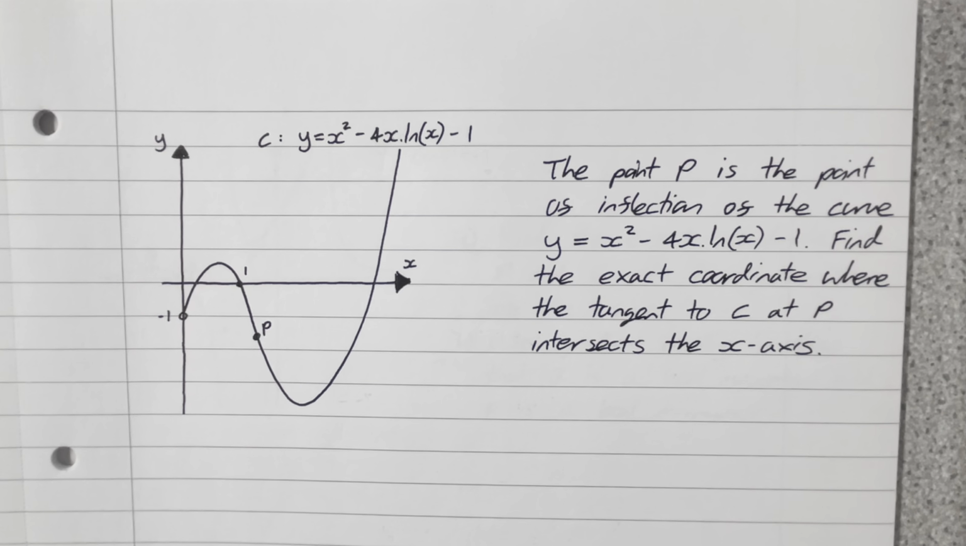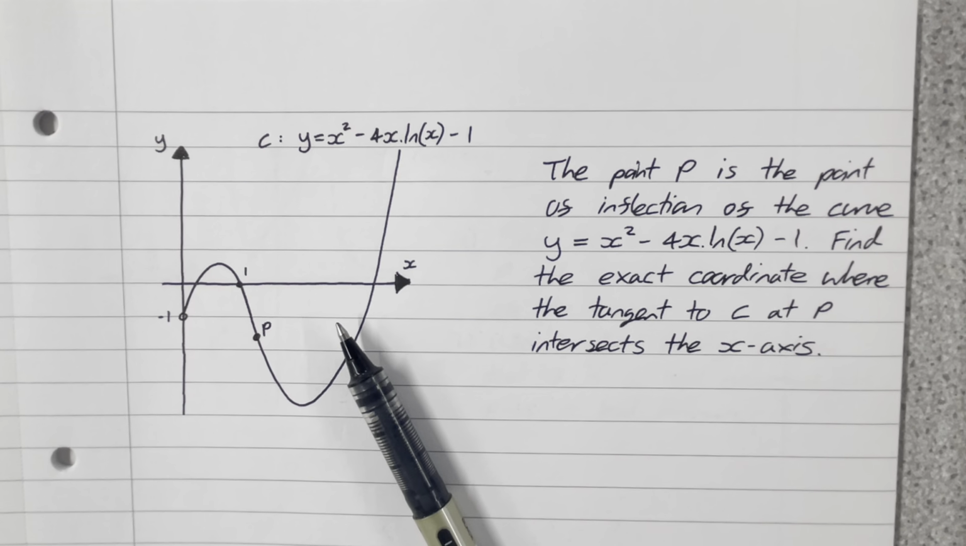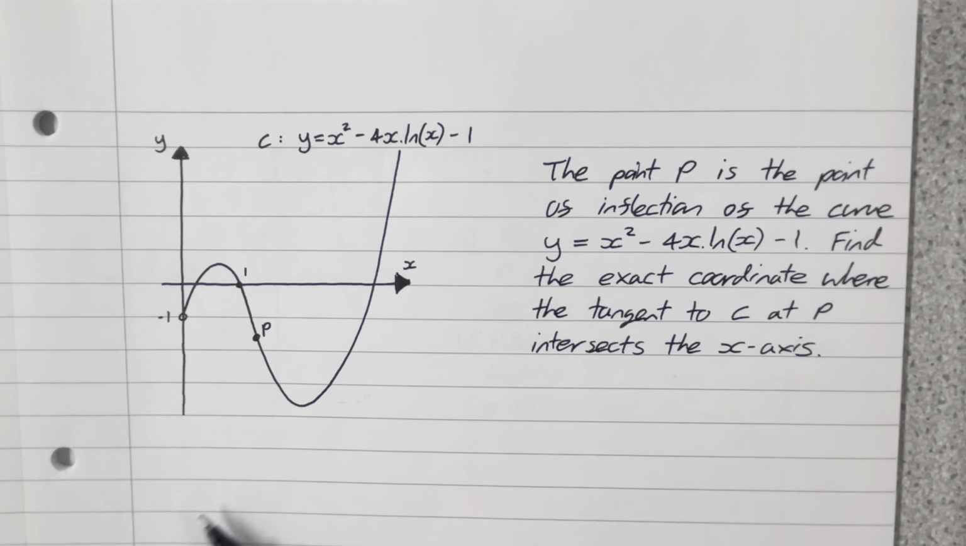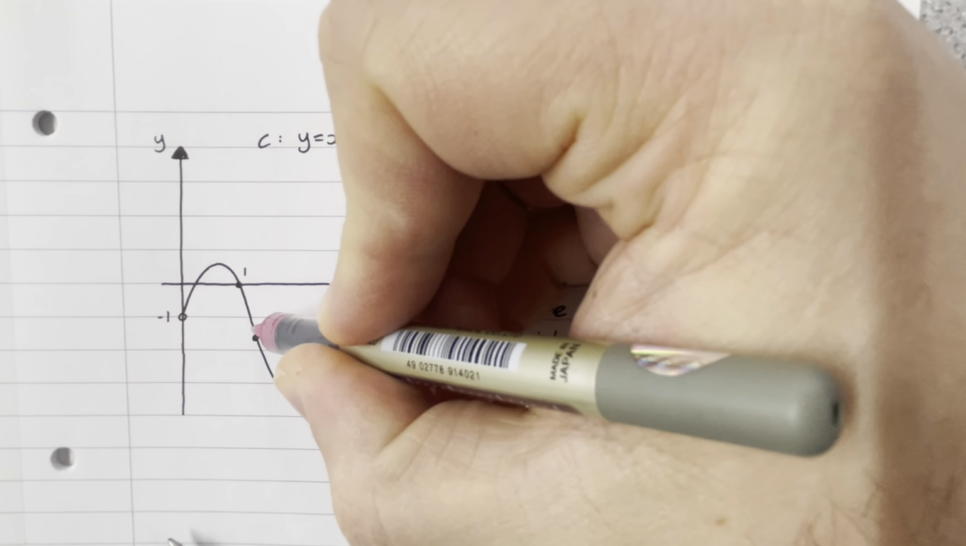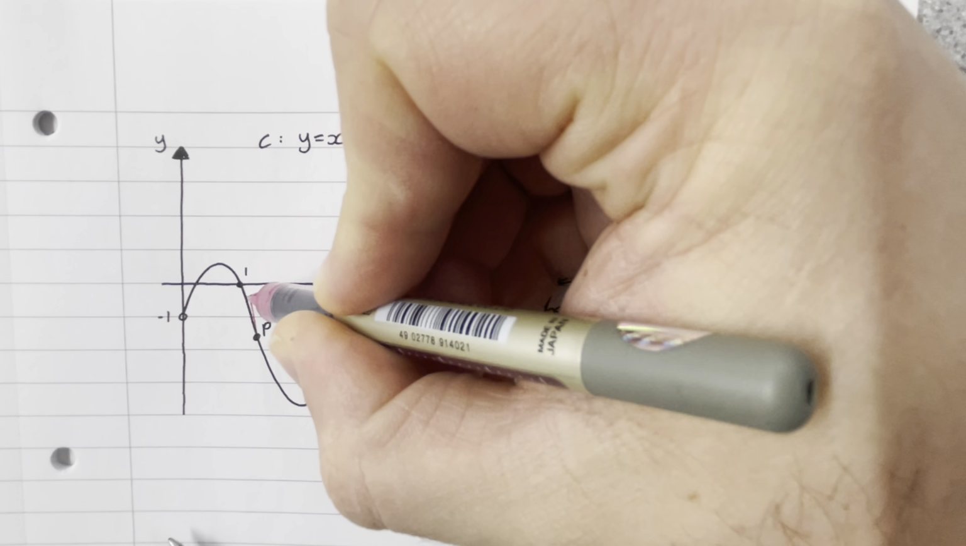So my first example says the point P is the point of inflection of the curve y equals x squared minus 4x log x minus 1. Find the exact coordinate where the tangent to C at P intersects the x-axis. Okay, so the wording of the question implies that P is the only point of inflection on the curve, which means when we come to find the point of inflection, we should only have one point. And we're talking about the tangent at P.